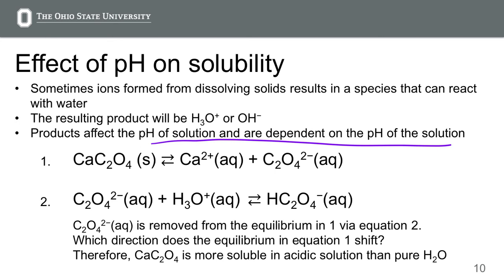So let's think about what we have written here. Here we have our calcium oxalate that's dissolving. We have formed our calcium ion and our oxalate. It's gotten to equilibrium. That oxalate can react with an acid to form HC2O4 minus. So if we add an acid to a solution containing this equilibrium, and we form this, how does this equilibrium shift? It goes more towards the products because we're removing some of this oxalate. Some of that's going away and reacting with the acid.